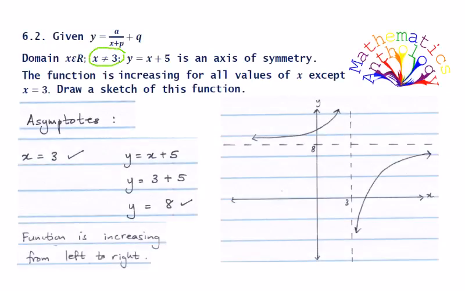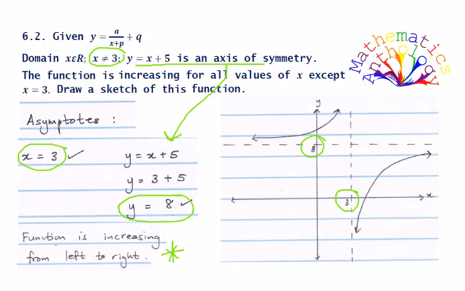6.2 now. We're given the graph y is equal to a over x plus p plus q, this is your hyperbola. They gave us that the domain is x is an element of all real numbers, but x is not equal to 3. Now that x is not equal to 3 for the domain of a hyperbola is very important. It means that there's an asymptote there at x is equal to 3. They also gave us here that y is equal to x plus 5 is an axis of symmetry for this hyperbola. The function is increasing for all values of x except x is equal to 3, which we know is our asymptote.